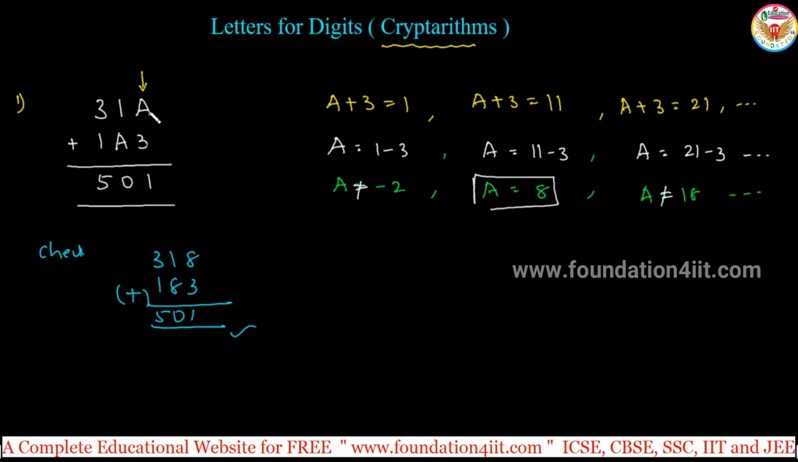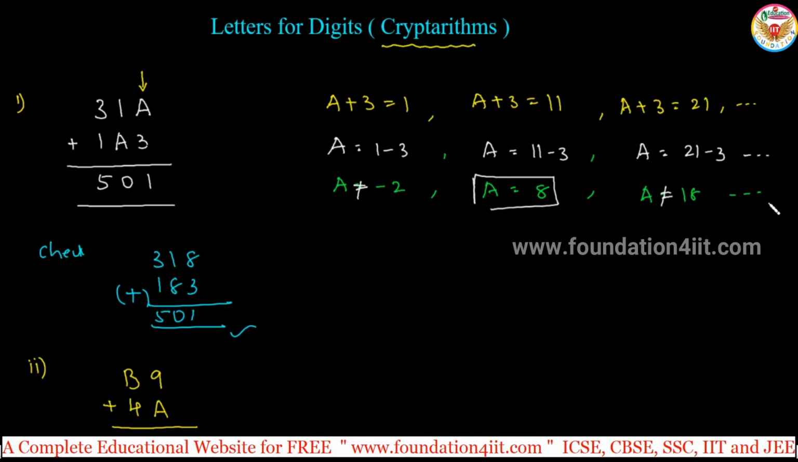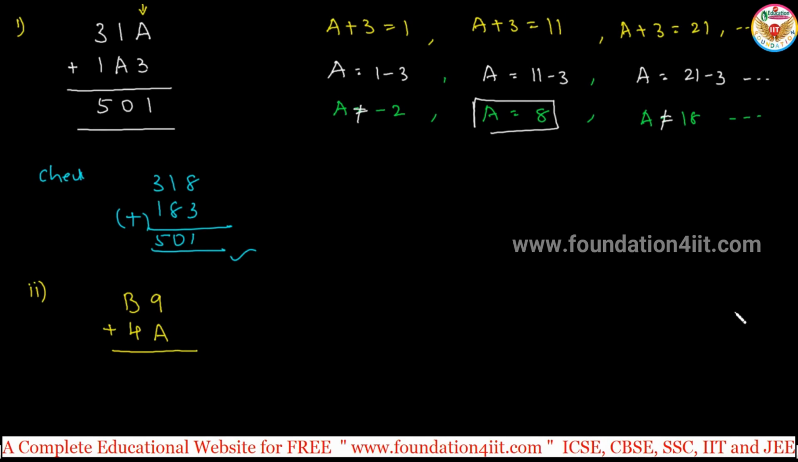So this both place, the tens and hundreds column, it satisfies both. So we can take this. This is the pattern. If you frame it, then you can identify the value easily. Let us take two numbers, for example, B9 plus 4A. Okay, the value is 65.